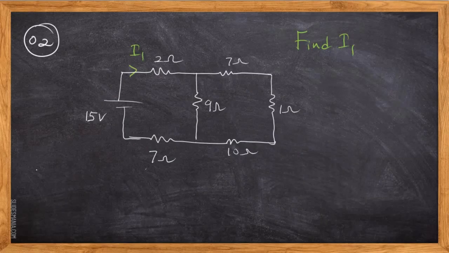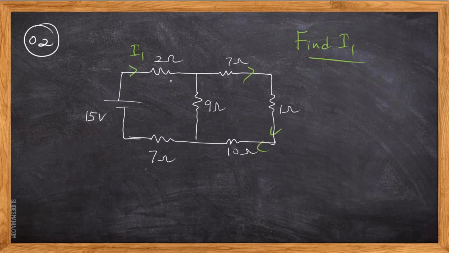In the second question they are asking us to find I1. That's the total current here, that's the current they are asking from us. Let's find the answer. How do you find the total resistance? To find the total resistance, we need to add them. So how do you add them? Initially these three resistors, 7, 1 and 10, are in series.